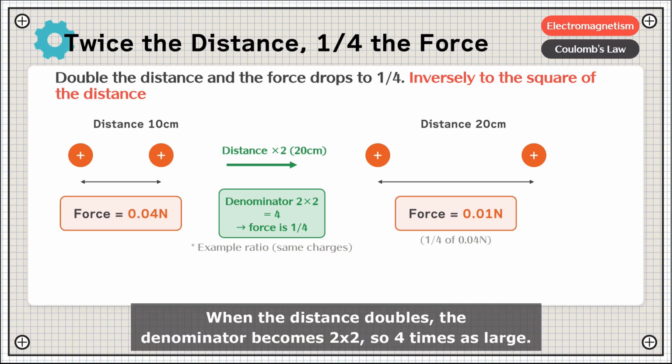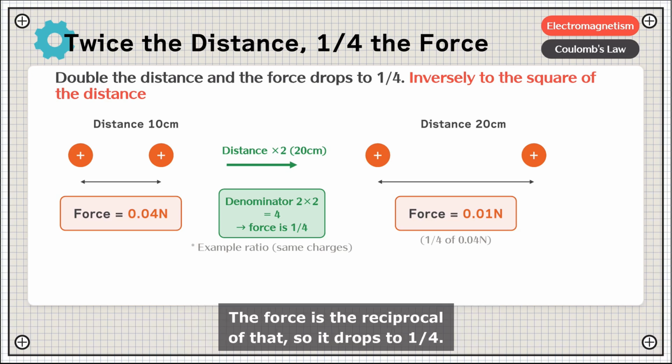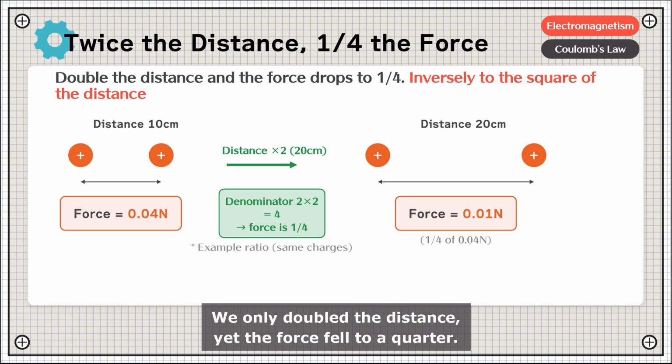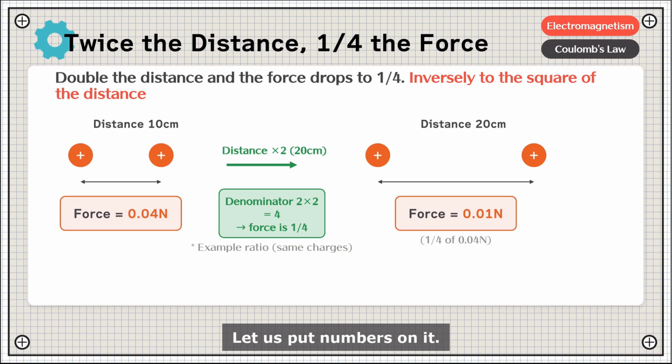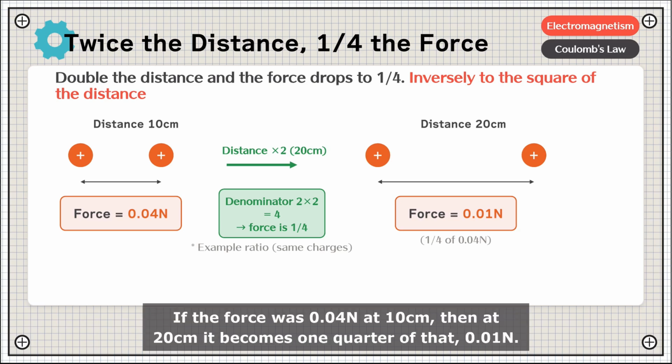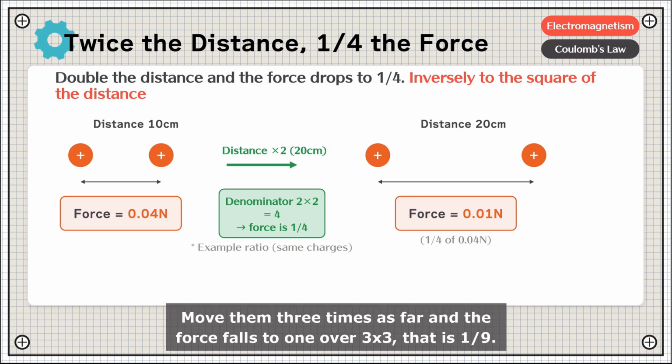When the distance doubles, the denominator becomes 2 times 2, so 4 times as large. The force is the reciprocal of that, so it drops to 1/4. We only doubled the distance, yet the force fell to 1/4. Let us put numbers on it. If the force was 0.04 newtons at 10 centimeters, then at 20 centimeters it becomes 1/4 of that, 0.01 newtons. Move them 3 times as far, and the force falls to 1 over 3 times 3, that is 1/9.